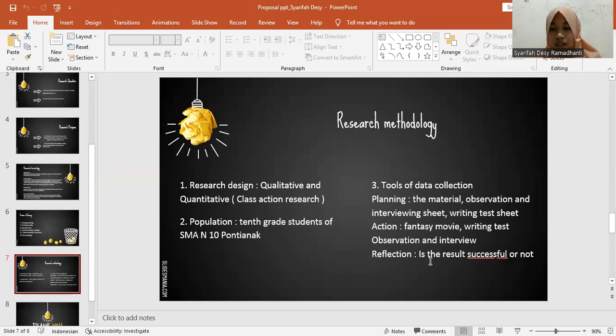And for the reflection, I will reflect on all the results of the data that I have collected. Is the result successful or not? If maybe the result is not successful, not effective, if the method didn't improve students' narrative writing and students' understanding about narrative text, then the researcher must rethink the method that has to be tested again with the students. Something like that.